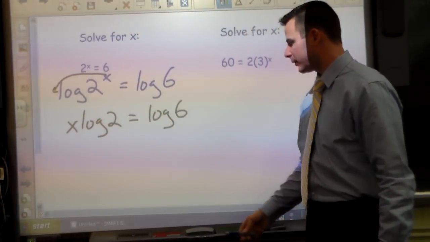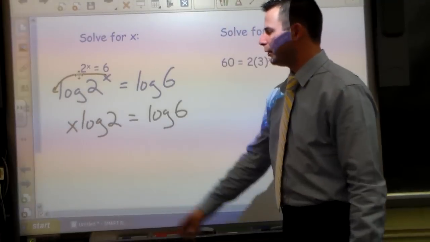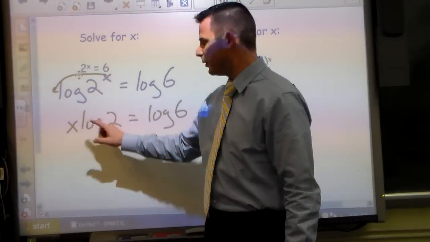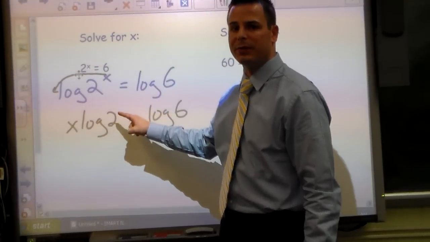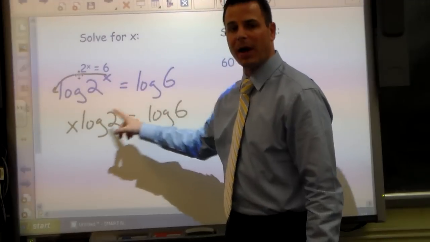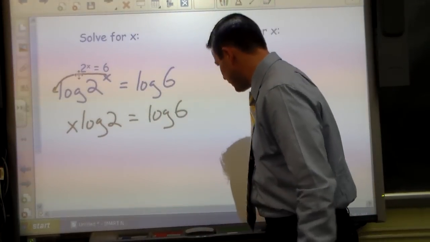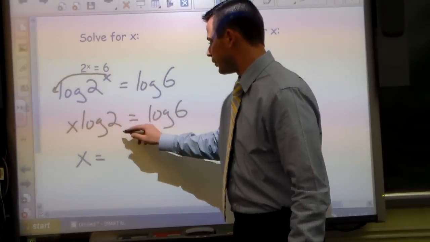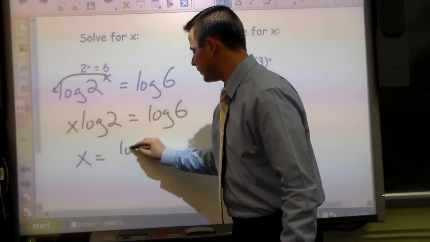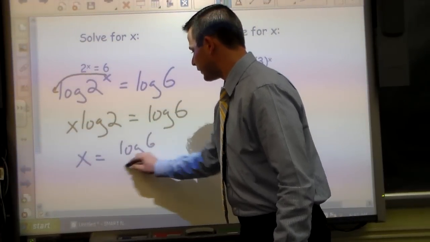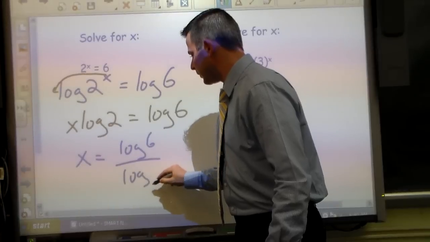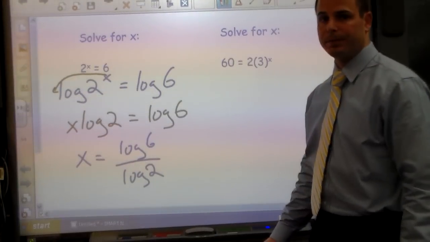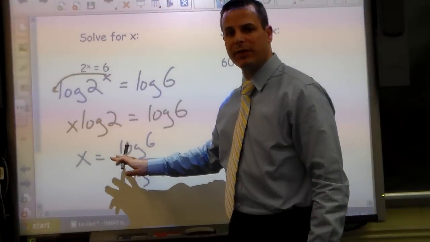equals log 6. Now this log 2 is a number. This is saying 10 to some power becomes 2. So I'm just going to have to divide by log 2 on both sides. So x equals, again we're dividing by log 2, log 6 divided by log 2. And this is a number that you have to plug into your calculator.